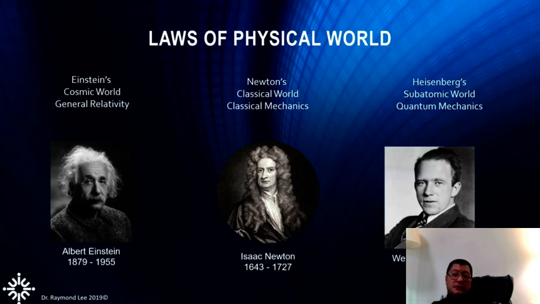And also we have another world, the other extreme, what we call the subatomic world, the world of very small things. We call this the subatomic world of quantum mechanics. Of course, the major scientist and inventor of quantum mechanics is Heisenberg. Heisenberg was born in 1901. In fact, it is the same year for Heisenberg and also Einstein.